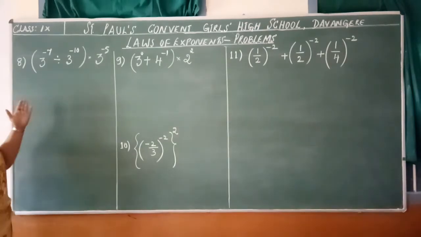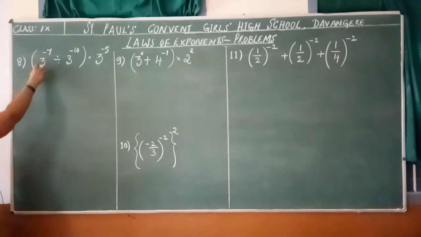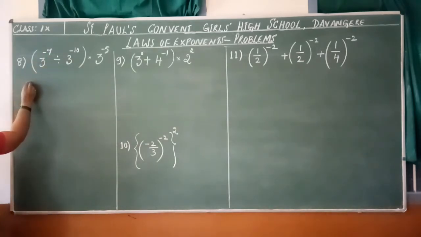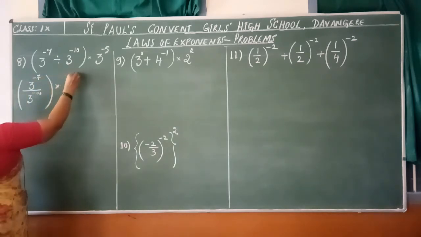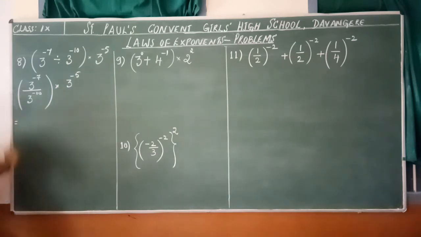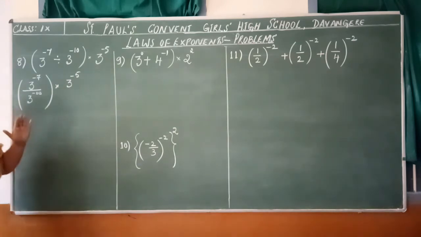Another example is as follows. 3 to the power of minus 7 divided by 3 to the power of minus 10, into 3 to the power of minus 5, is equal to. First, let us rewrite negative as positive indices.